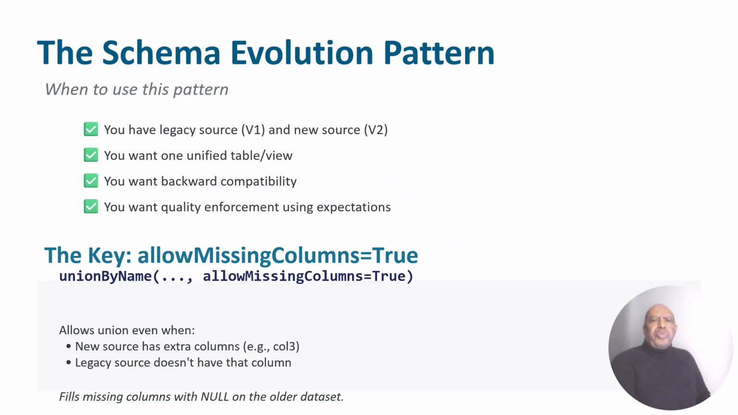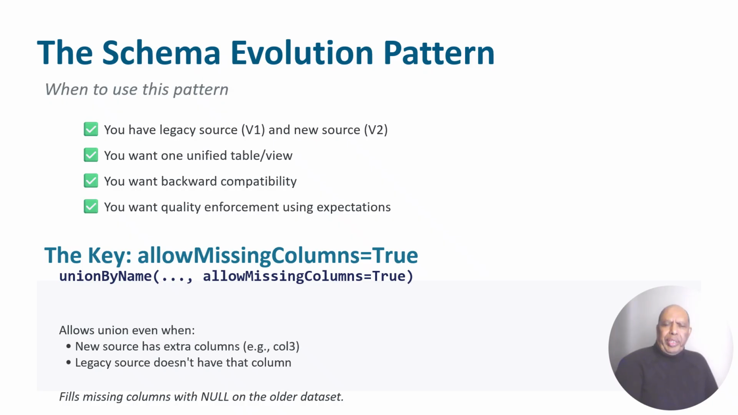Now, let us talk about the specific pattern for schema evolution in DLT. When to use this pattern: you have a legacy source V1 and a new source V2. Maybe you are migrating from an old system to a new one. Maybe your upstream team redesigned their schema. Either way, you need to handle both.